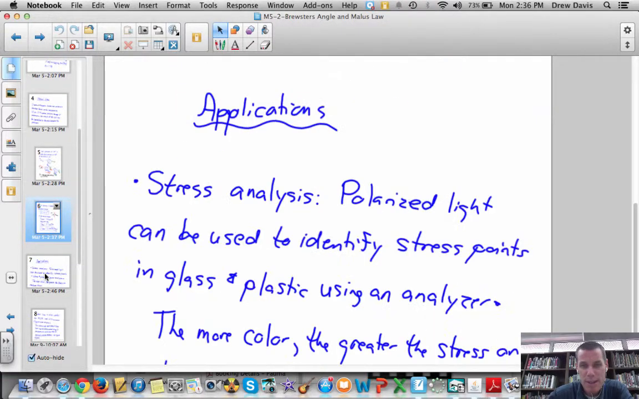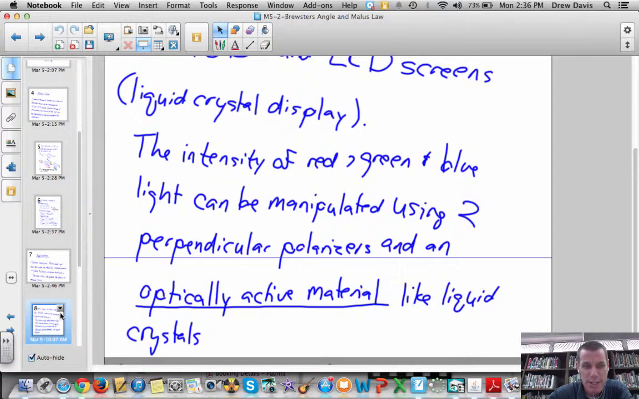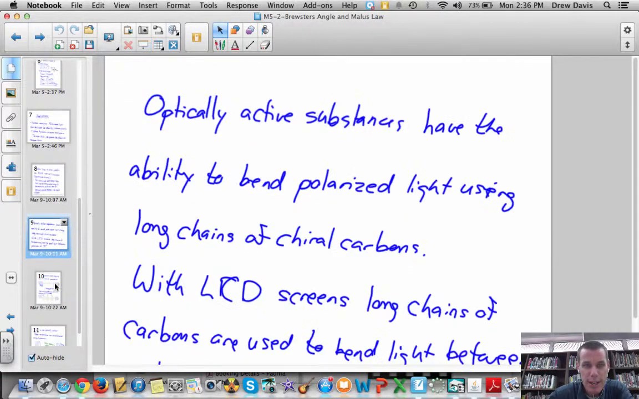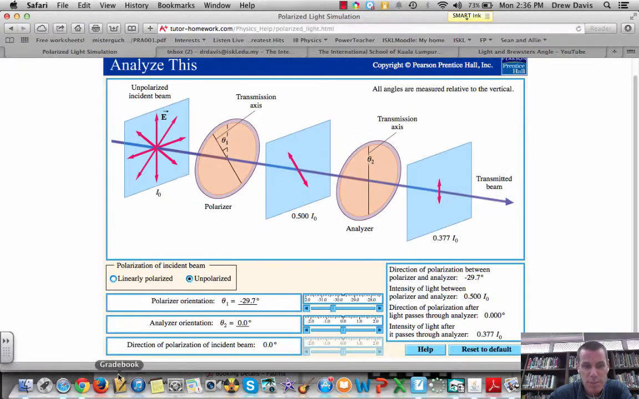Malus's Law has a number of applications, including stress analysis and LCDs and sugar concentrations, but it all works on the same concept. What you have is initially polarized light that comes through, or in fact, I'll take this and make this polarized, and then I take it with my polarized light at 100%. As I vary this angle, I vary the intensity of light that comes out.